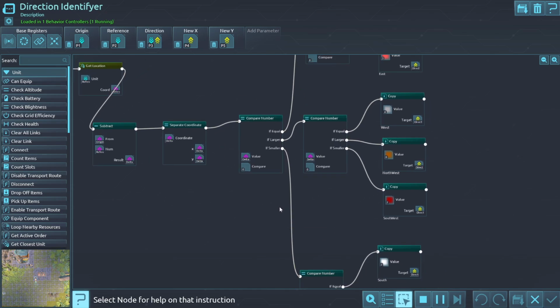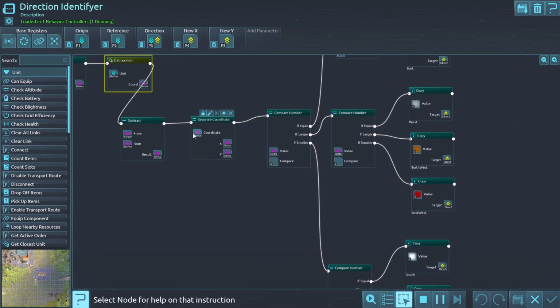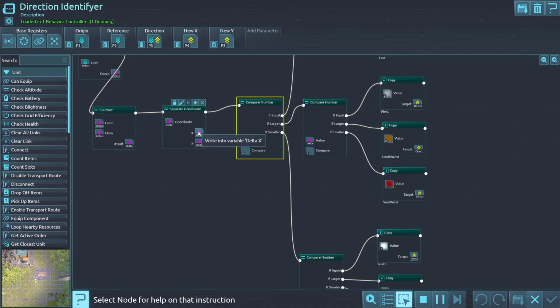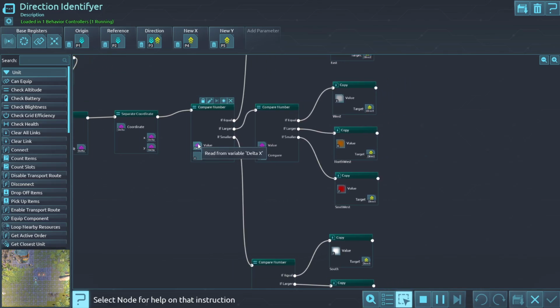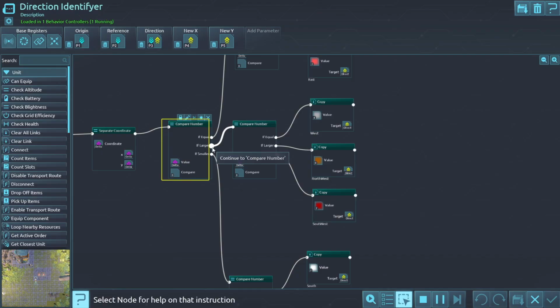So let's take a quick little look at that. So we get our delta and then we separate that out because we want to get the delta x and the delta y, right? The change in those values between the two coordinates. And then the first thing we're going to do is call a compare on x, comparing it to 0, right? So this is just basically checking, is the number equal to, greater than, or less than 0? And we're going to use all 3 of these outputs.